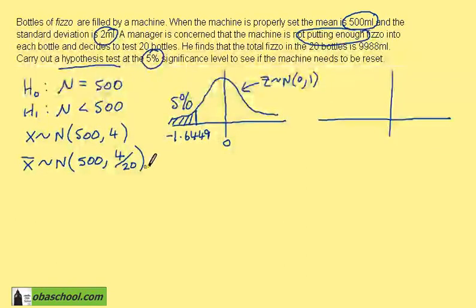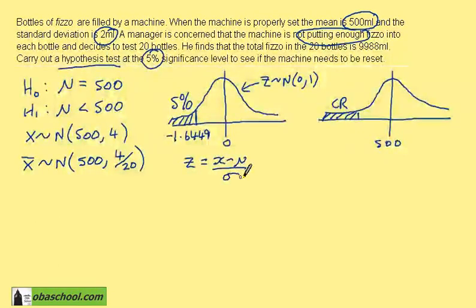Remember, our distribution is this one here. So we have a normal like this, with the mean at 500. The critical region would be this region here, and we want this value. Remember that Z is always equal to x take away mu, divided by the standard deviation.